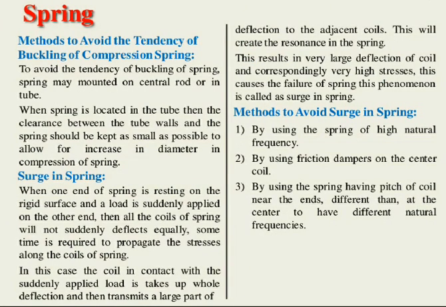Now, the method to avoid the tendency of buckling of a compression spring. How do we avoid this buckling phenomenon? To avoid the tendency of buckling, the spring may be mounted on a center rod or in a tube. When the spring is located in a tube, the clearance between the tube walls and the spring should be kept as small as possible, to allow for the increase in diameter during compression of the spring. So ultimately, to avoid buckling, we have to mount the spring on a center rod or in a tube.